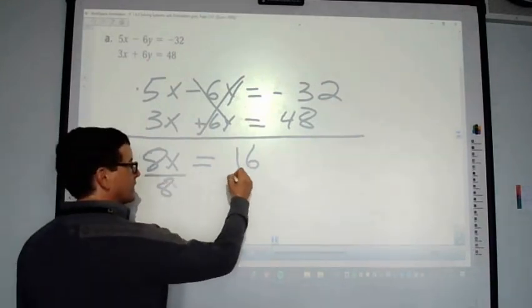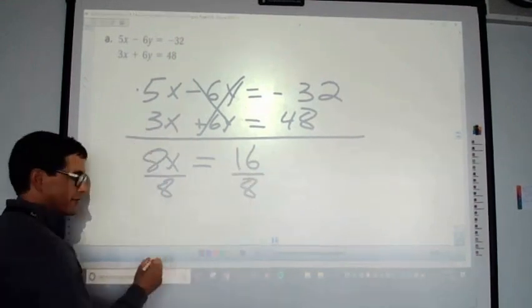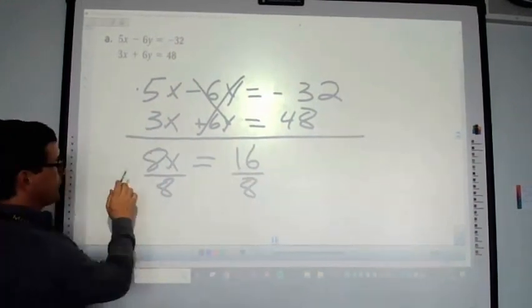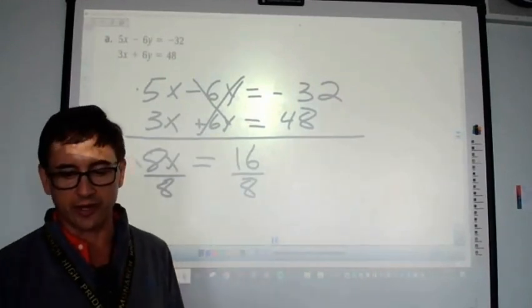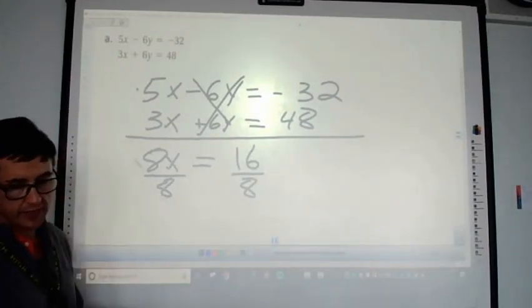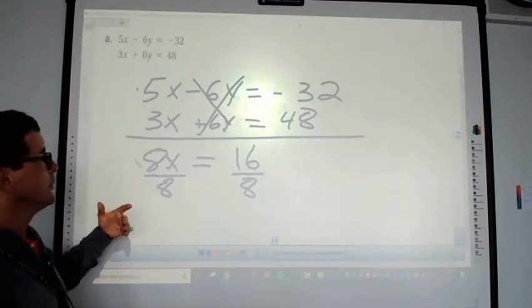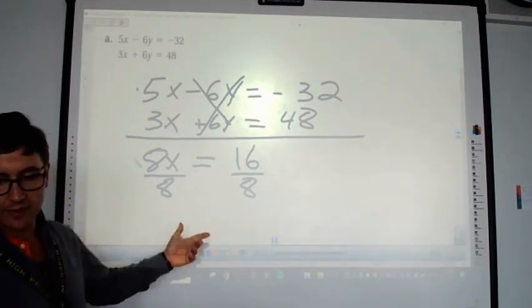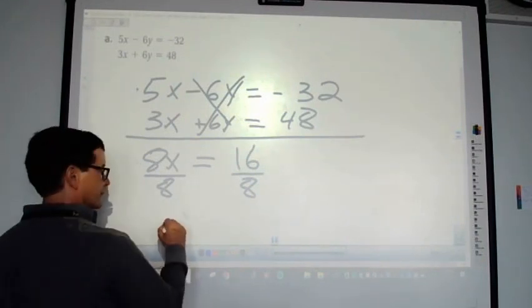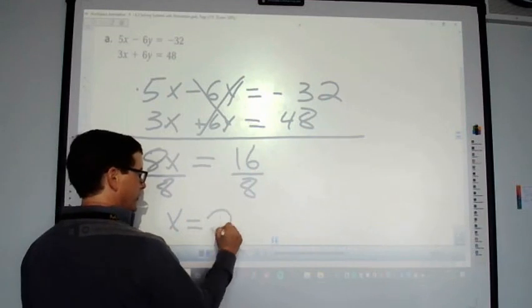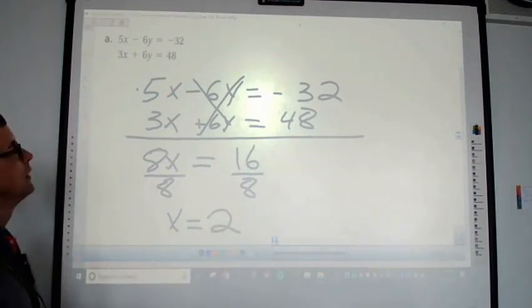I want you to think about, is 16 divisible by 8, like when you're at this step right here? Because then you know you get a whole number, and if you get a whole number, you definitely did it right. If you get a fraction, you might want to just double check your math. You can look at the solutions, but on a quiz you won't have those. So here we end up with x equals 2.